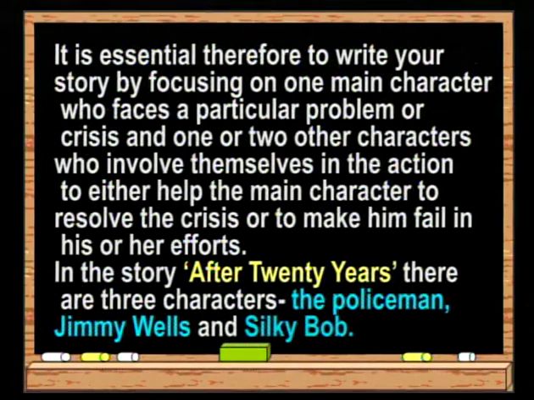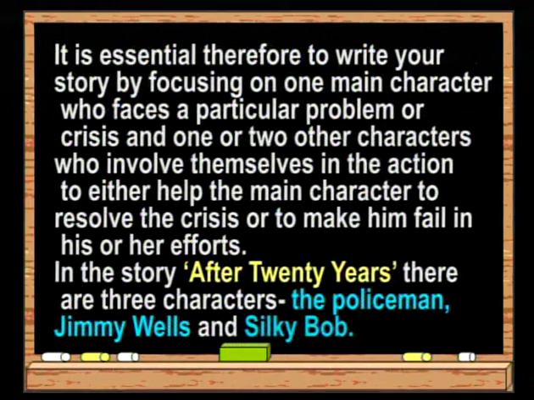The time and limited number of words do not allow you to present many characters in your short story. It is essential, therefore, to write your story by focusing on one main character who faces a particular problem or crisis, and one or two other characters who involve themselves in the action to either help the main character to resolve the crisis or to make him or her fail in his or her efforts.